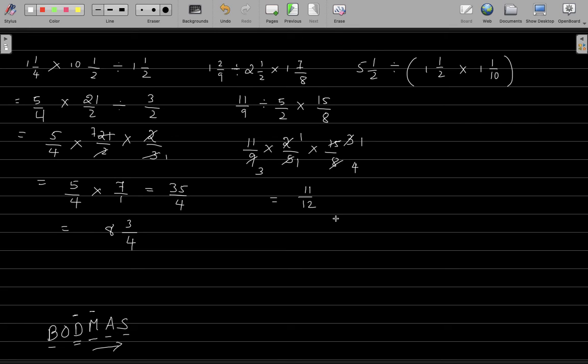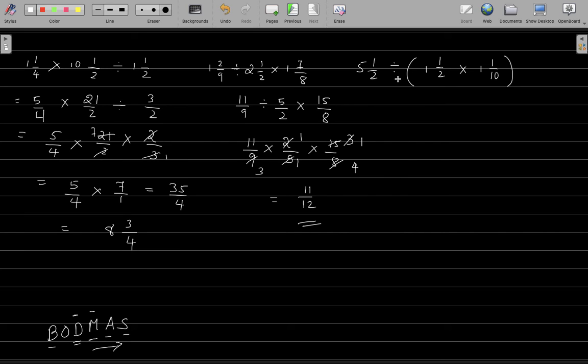Now is this a proper fraction or an improper fraction? This is a proper fraction because the numerator is less than the denominator. You cannot further convert it into any mixed fraction. So you can leave your answer here. So this expression has an answer 11 by 12, which is a proper fraction.